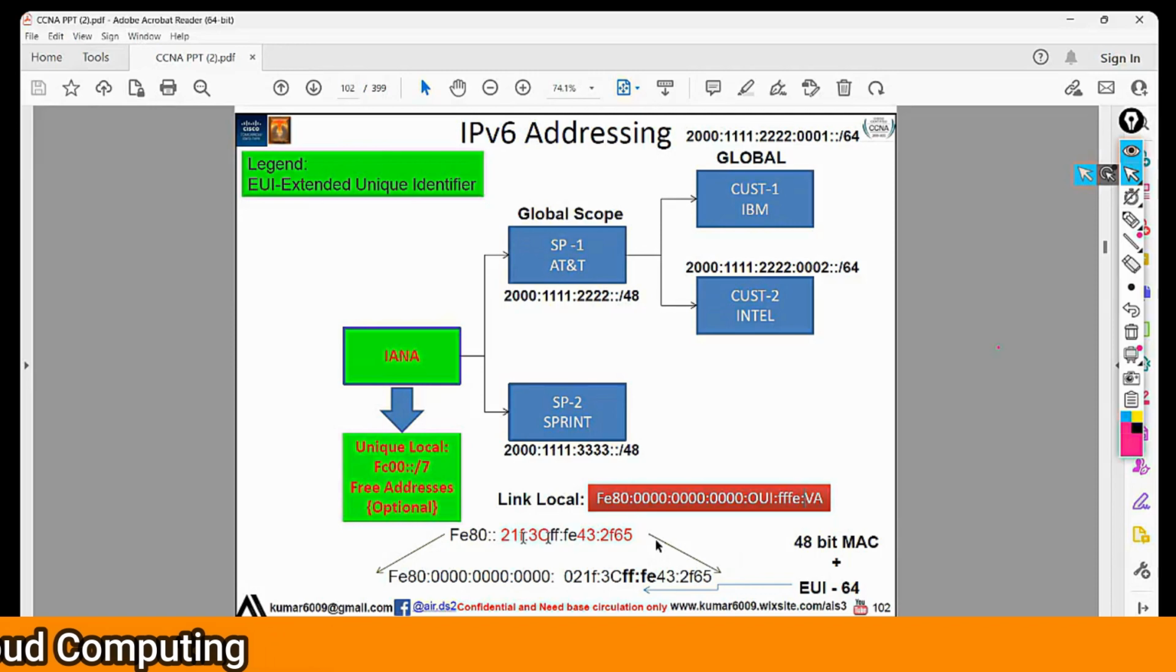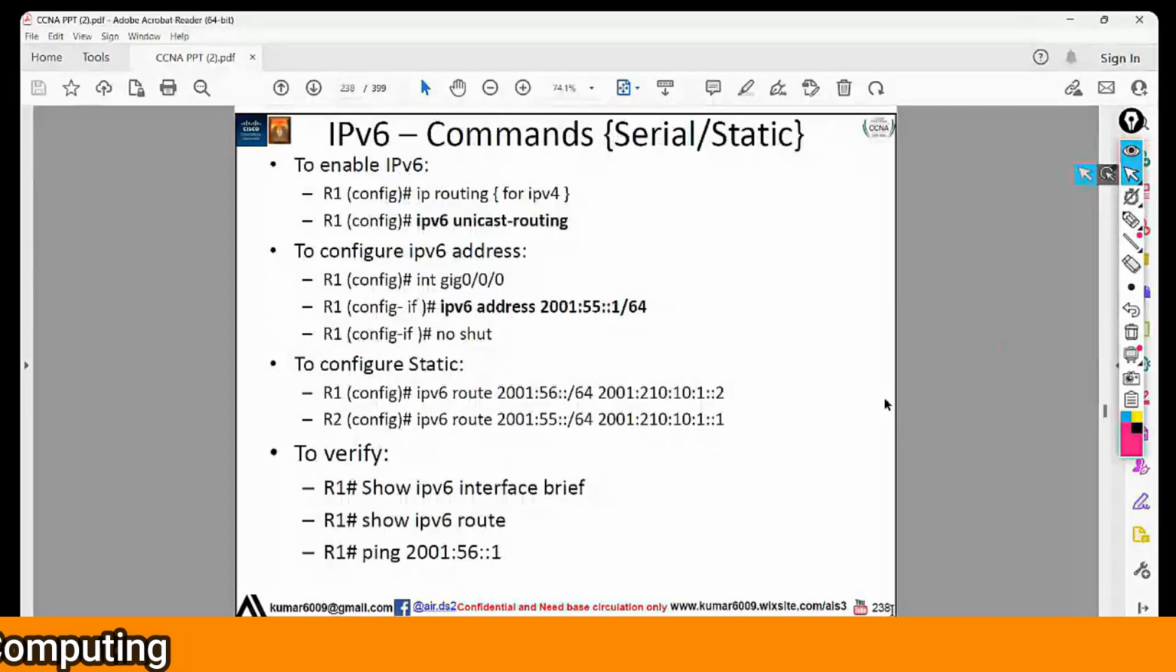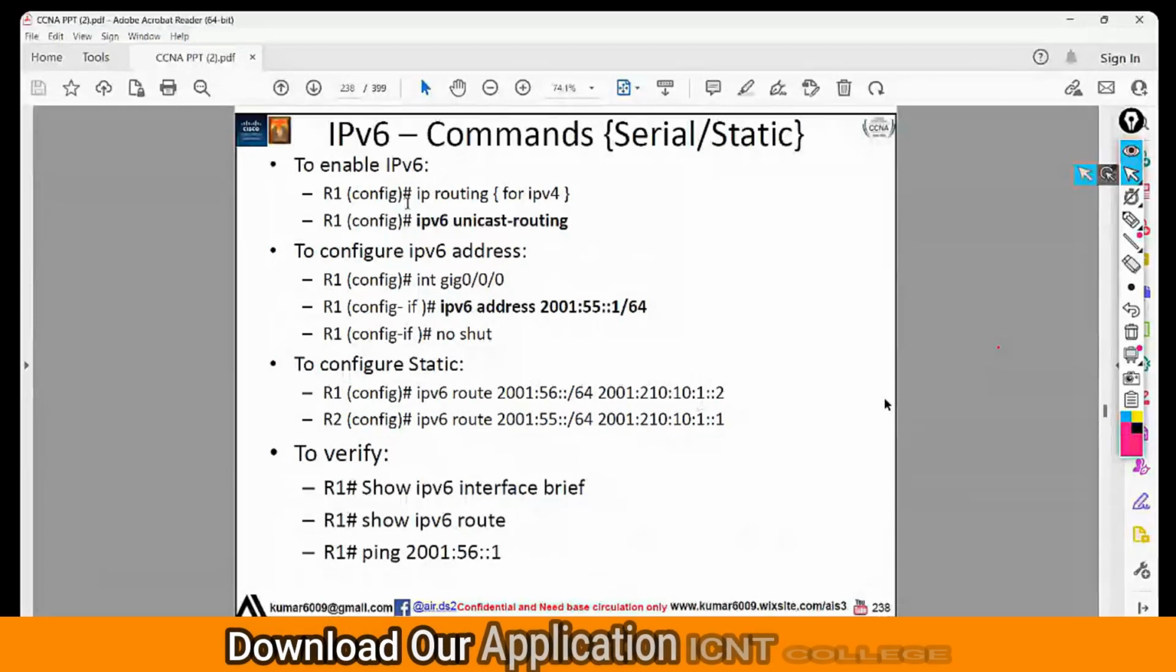Now we'll do the lab. The first command is to enable IPv6. You have to configure IPv6 unicast routing. The command is ipv6 unicast-routing, which will enable IPv6 on the router. Then you go to the interface and configure the interface address. The command is ipv6 address, and it's just /64, no 255 concept.